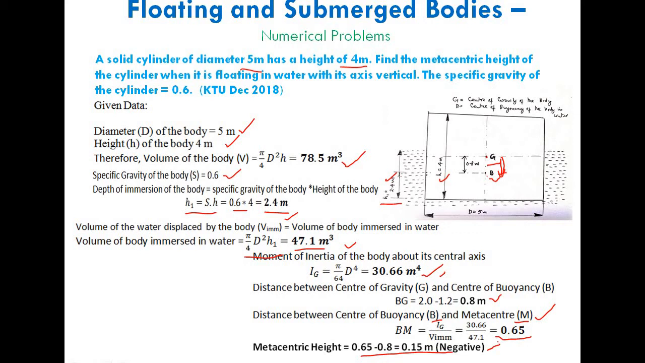So for doing such problems, we need to find out the metacentric height. Metacentric height definition you need to know, that is Bm minus Bg. So what is Bm? Distance between B and M, center of buoyancy and metacentre. And Bg, what is that? It is the distance between center of buoyancy B and center of gravity G. Okay. So if metacentric height is negative, we say that the body is unstable. Okay.